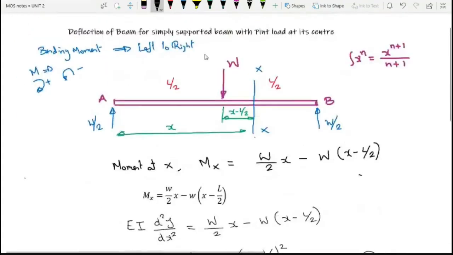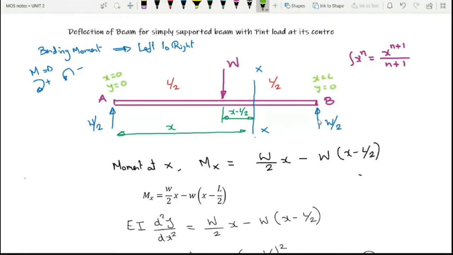Let me consider this is my beam. What are the boundary conditions I have? For this particular beam, I will write out the conditions. The first one: when x is equal to 0, y is equal to 0. That is my first condition, which is applicable here. Next, similar to that, when x is equal to L, y is equal to 0. This is my second boundary condition.